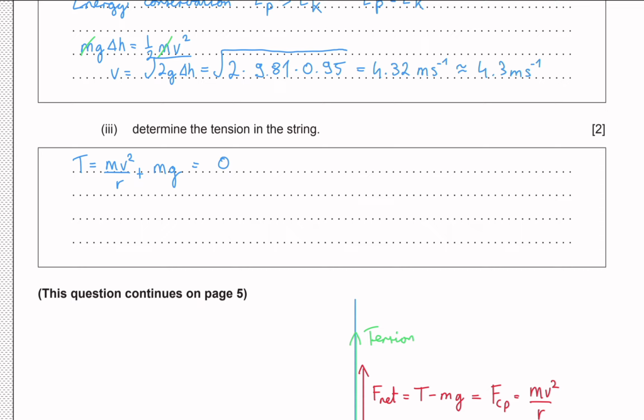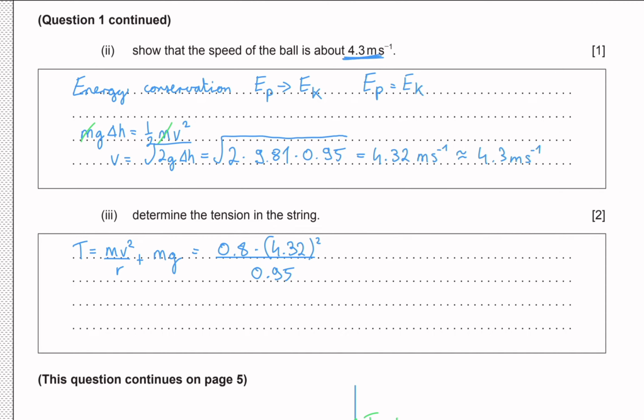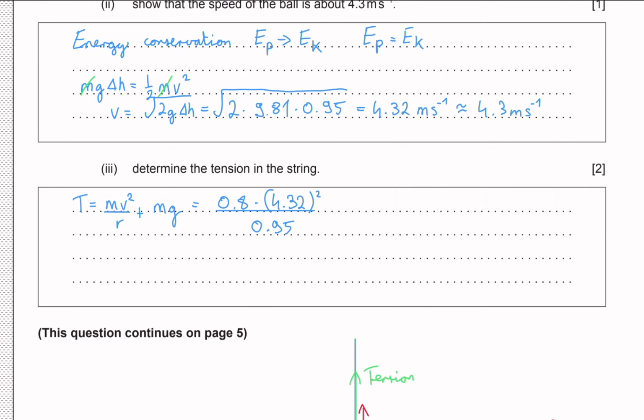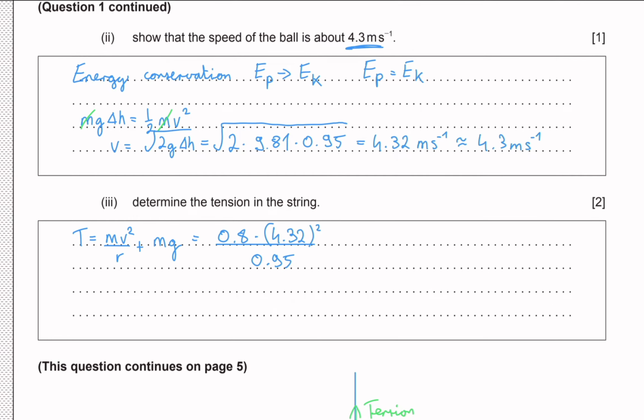So the mass was 0.8, 4.32 meters per second, squared, over 0.95. Here we had to show that the speed was 4.3, but if you want you can use the more precise value. You don't need to, but if you use this value, that's also accepted.